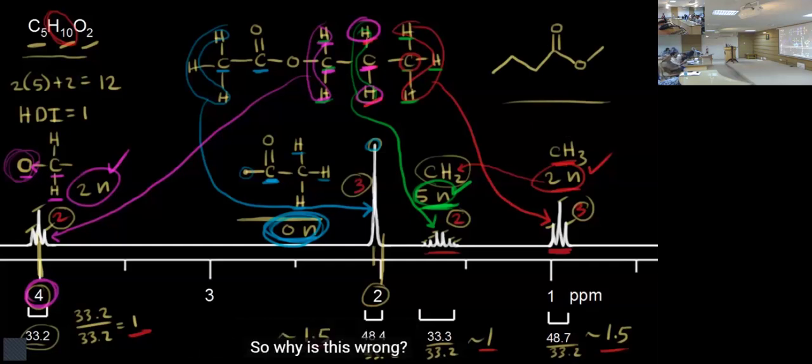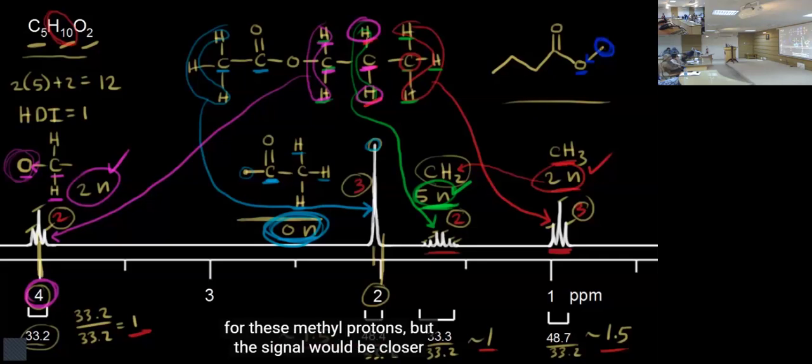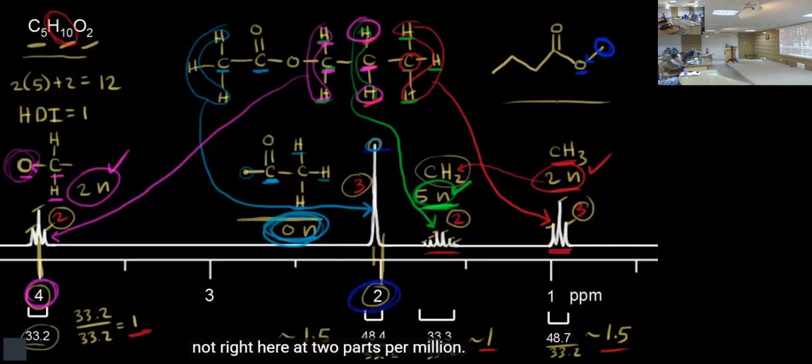So why is this wrong? Well, this is wrong because the signal for these methyl protons, right next to this oxygen, is deshielded. So we would get a singlet for these methyl protons, but the signal would be closer to 4 parts per million and not right here at 2 parts per million. And so that's a clue as to how to assemble the pieces for an ester. So think about what's next to this oxygen here. Think about the chemical shifts, and you won't make that mistake.